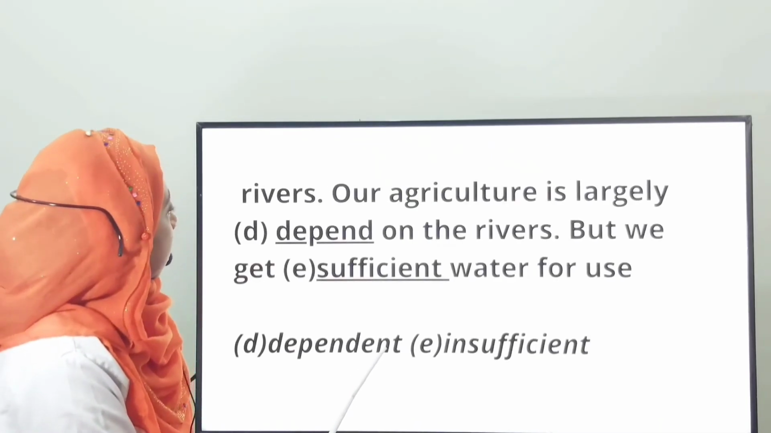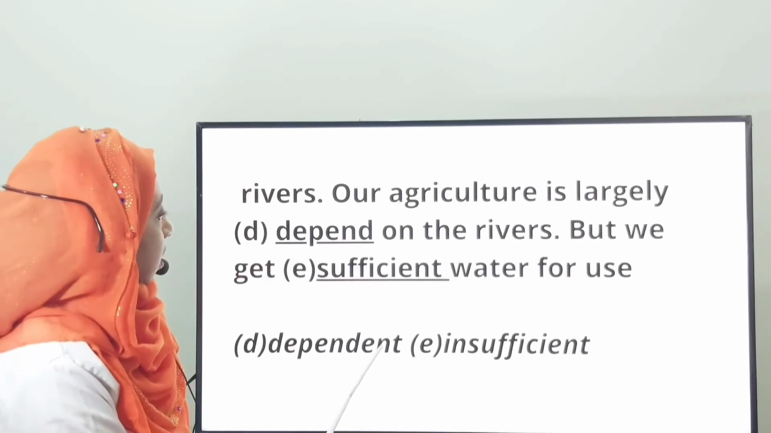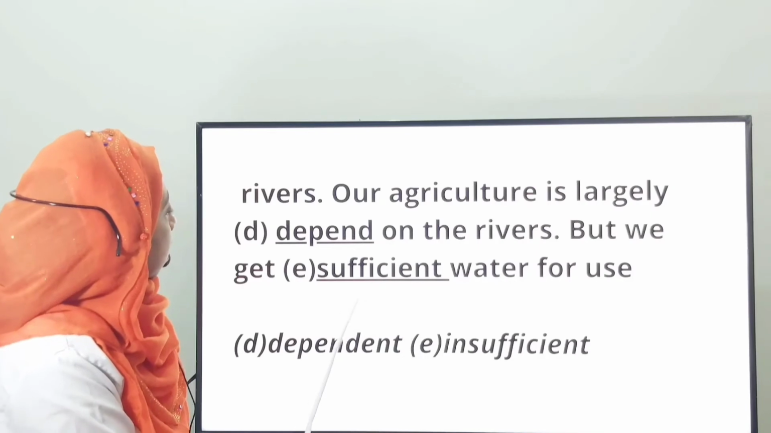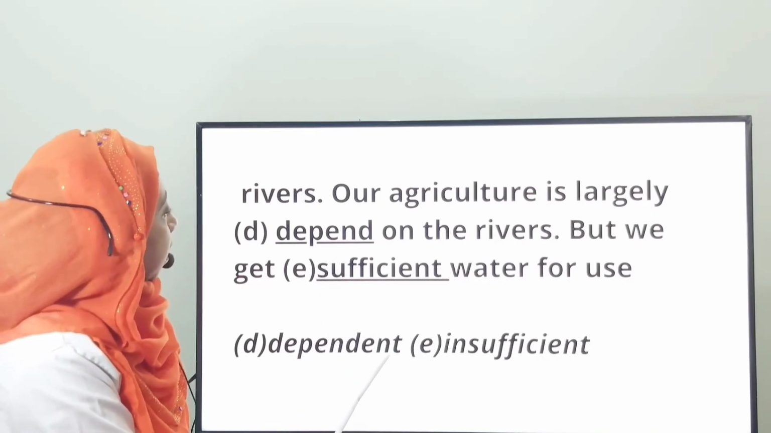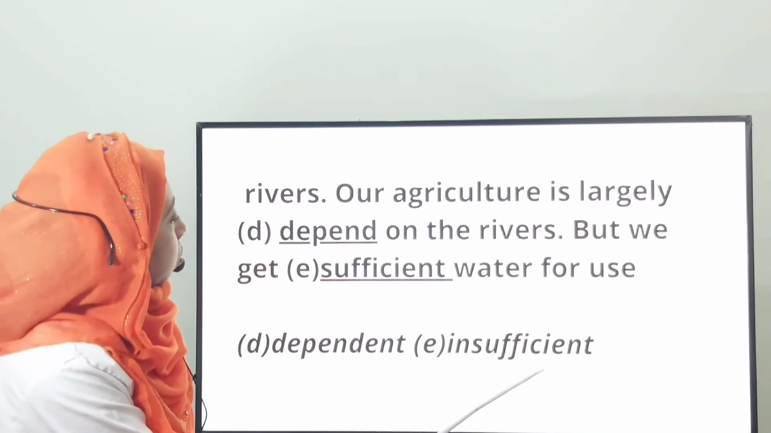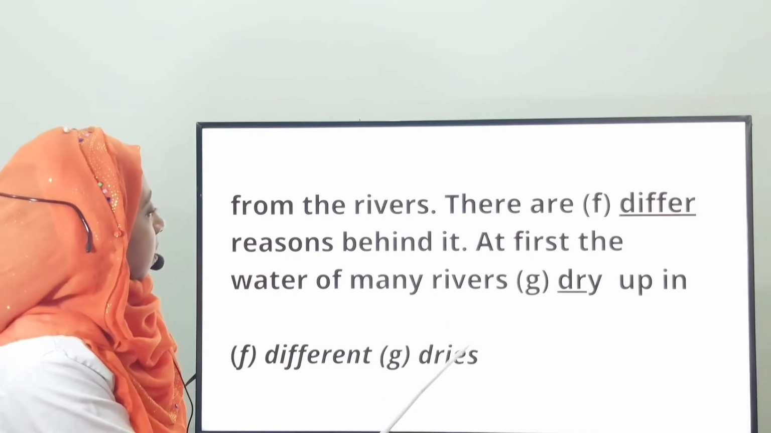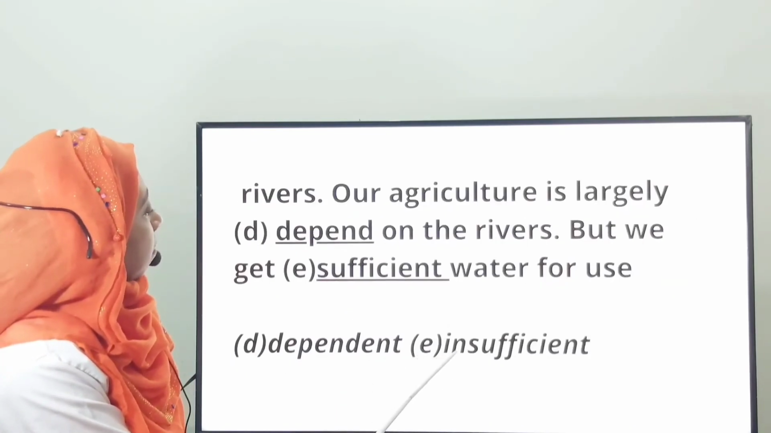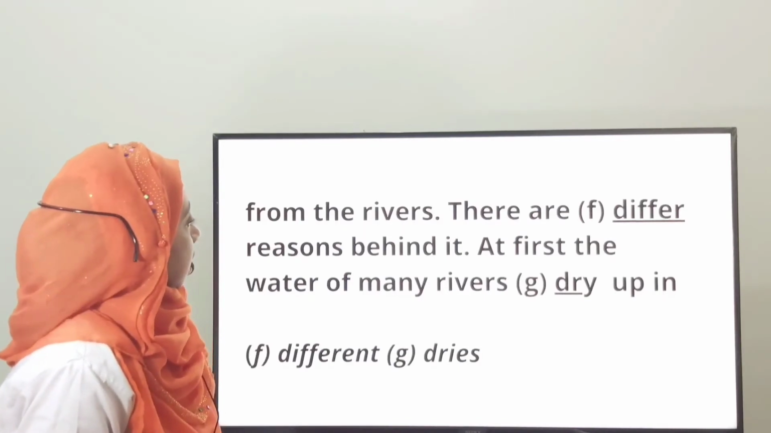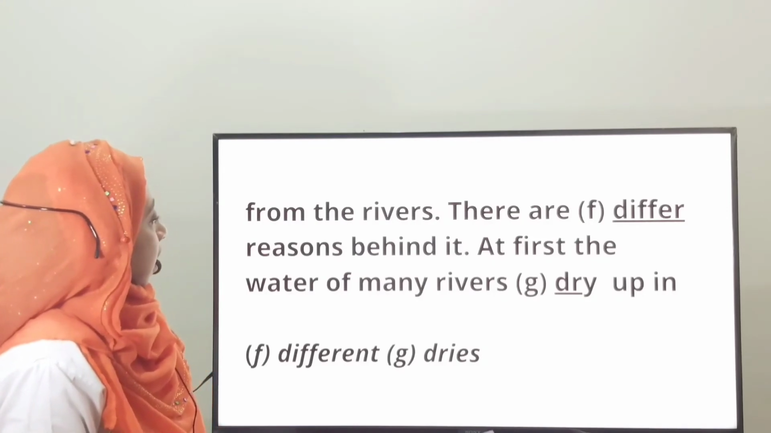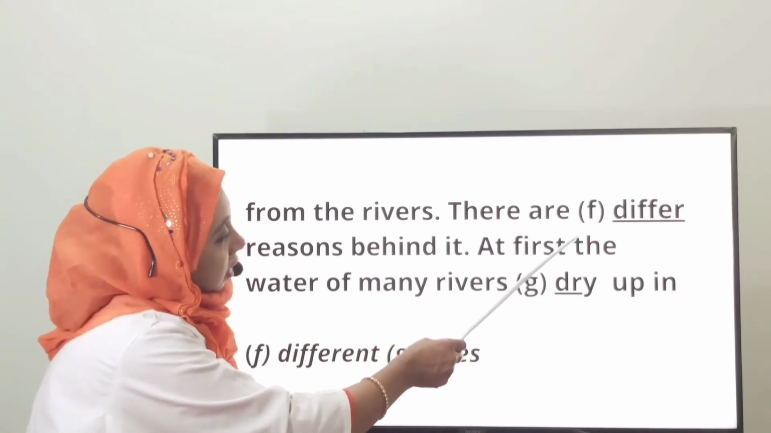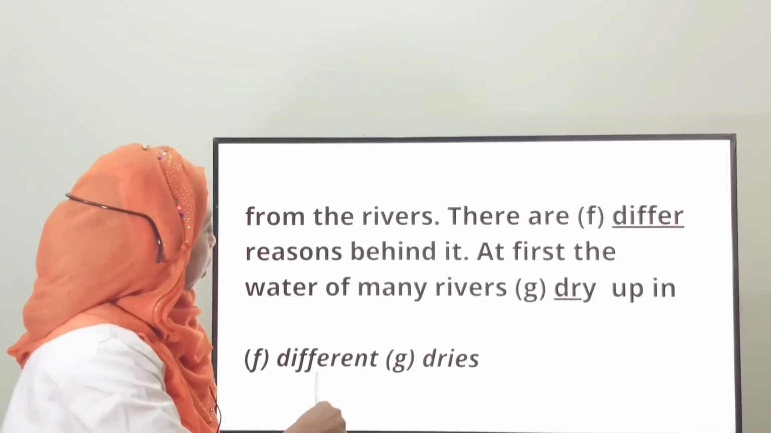Our agriculture is largely depend on the rivers. You know, before a preposition we will use a noun word. For that we use dependent. But we get sufficient water for use from the rivers. So sufficient will become insufficient. There are different reasons behind it. Students, here we get reasons, a noun. Before that is a gap, and the root word is different. So we change the word into different.